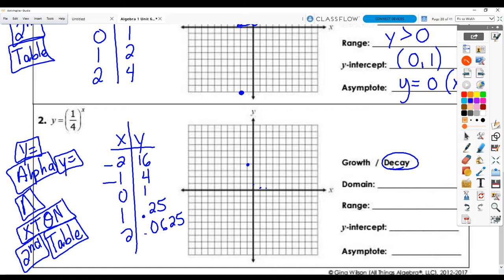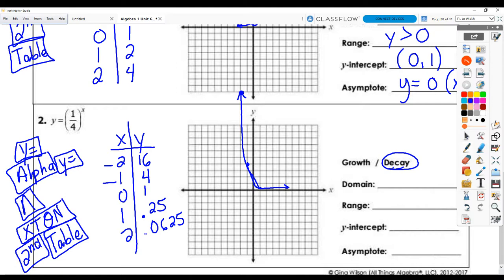So you'll notice on the table on your calculator that these points are getting closer and closer and closer to the x-axis, but they never actually cross the x-axis. So they get close, close, close, but never actually touch it.